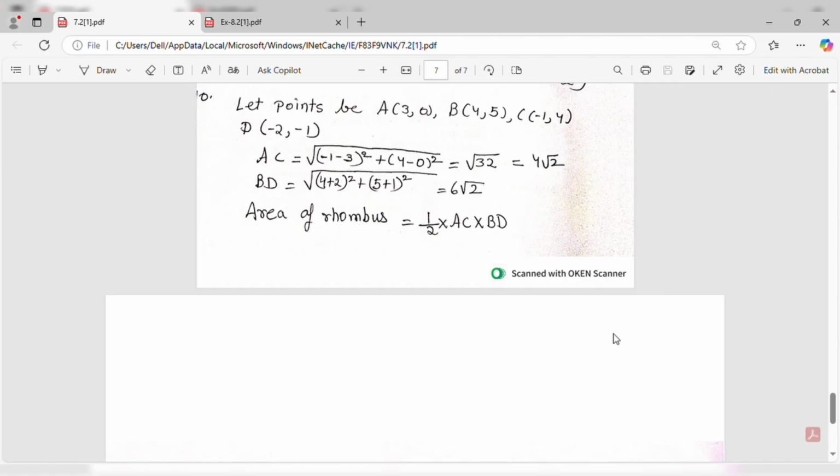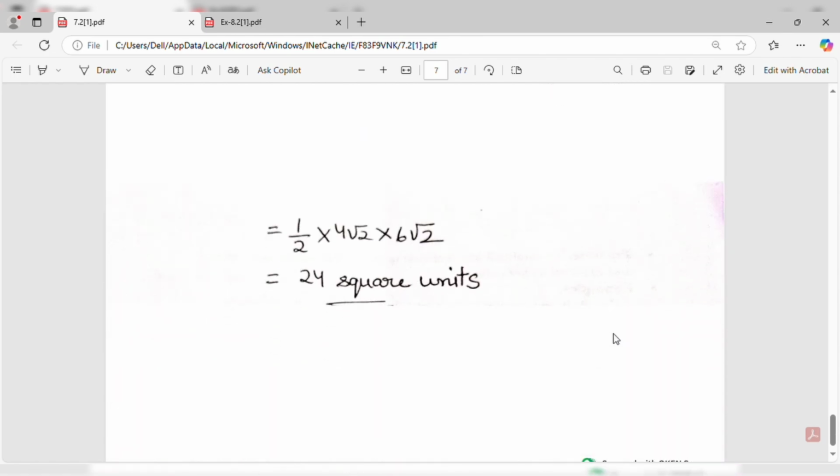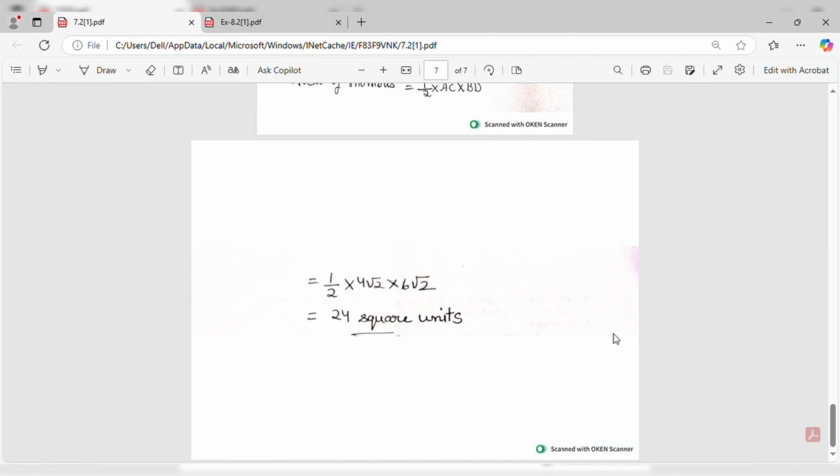We will use the distance formula and AC is 4 root 2, BD is 6 root 2. So area of rhombus would be half into AC into BD. It is 1 by 2 into 4 root 2 into 6 root 2, which would be 24 square units.